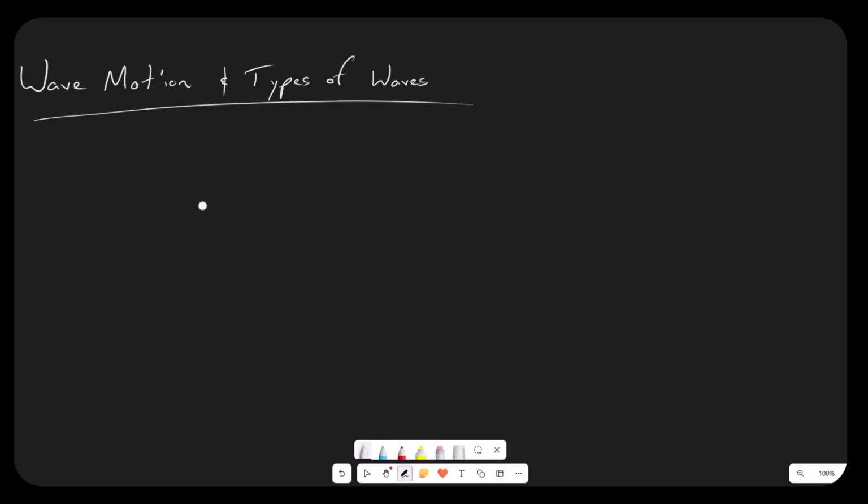First, waves. Waves are a way of getting energy from one location to another without having to move an object, without having to move matter from the first location to the second. We're going to have two major types of waves.